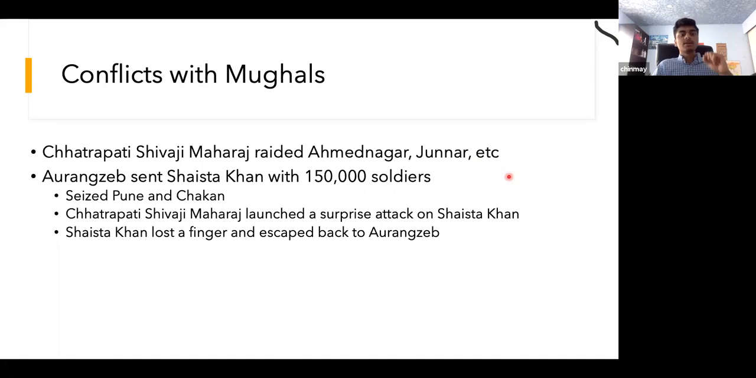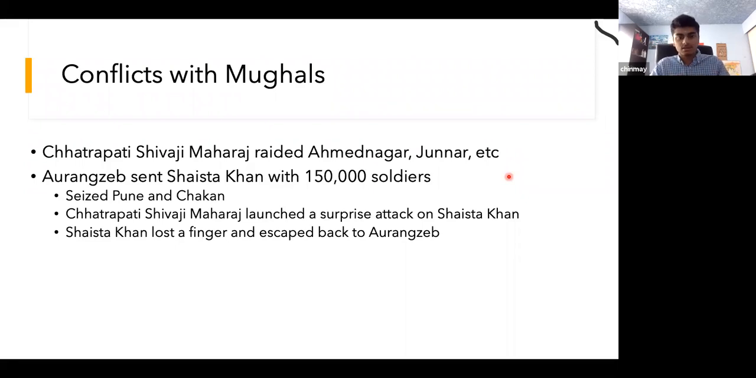This led Aurangzeb to send Shaista Khan with 150,000 soldiers, because after the Bijapur Sultan failed so miserably, Aurangzeb was not taking any chances. He sent 150,000 soldiers, and Shaista Khan managed to seize Pune and Chakan. So he seized Pune.